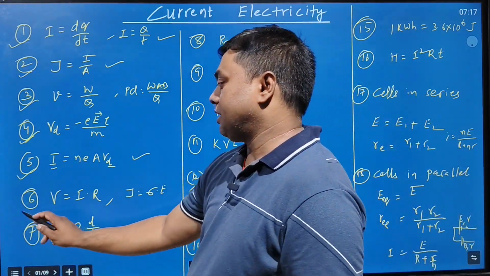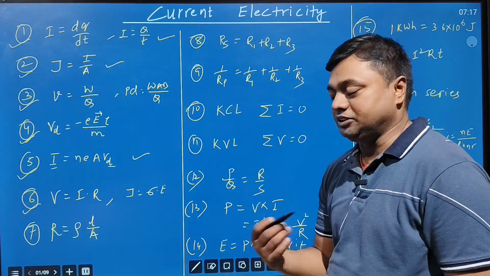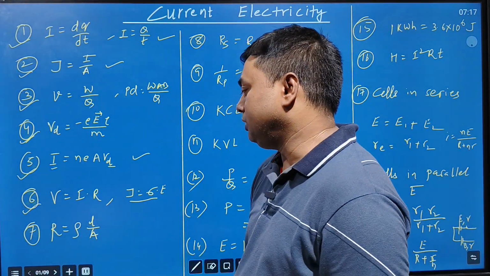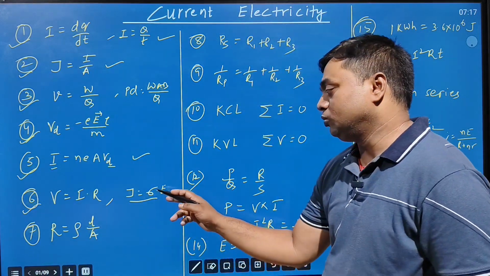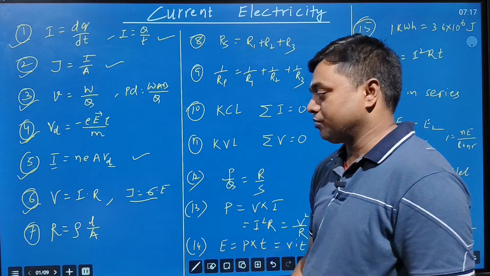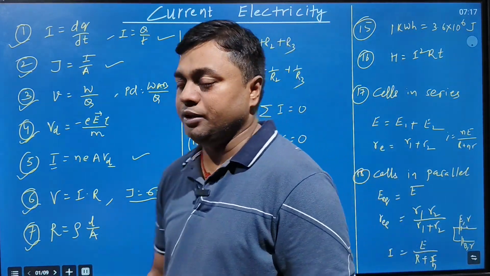Okay, from Ohm's law, what can we write? V is equal to IR, where I is the current, R is the resistance, V is the potential difference. J is equal to what? Sigma into E. Okay, current density is equal to conductivity into electric field. This is the vector form of Ohm's law. Resistance is equal to rho L by A. This is also very important.